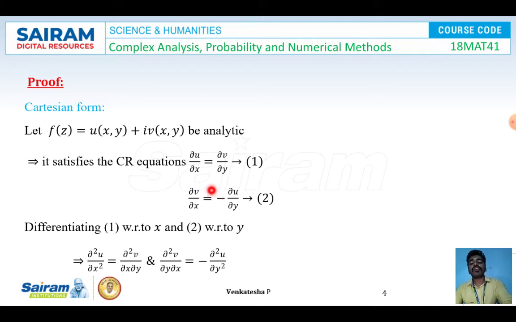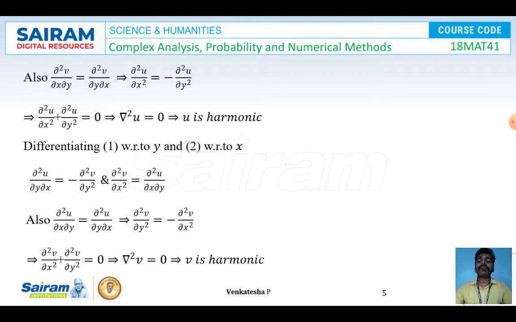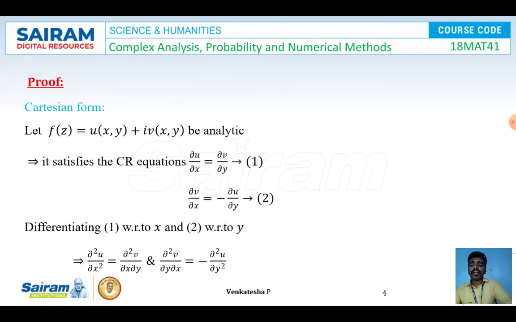So after differentiation, it will become dou square u by dou x square is equal to dou square v by dou x dou y, like this. And similarly here, dou square v by dou y dou x is equal to minus dou square u by dou y square, like this. And from the properties of partial derivatives, we know that dou square v by dou x dou y and dou square v by dou y dou x are both equal. So if these two are equal, I can equate these two equations, right?